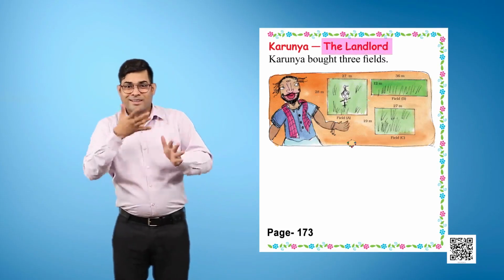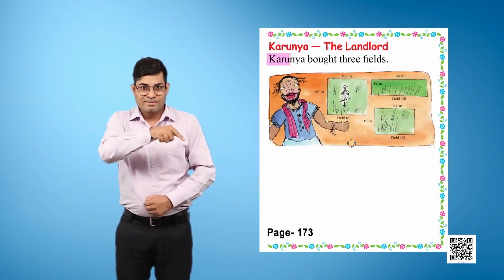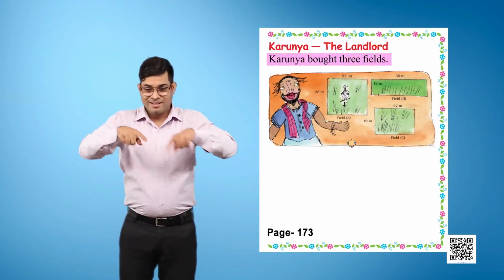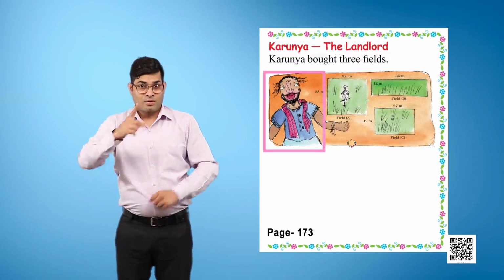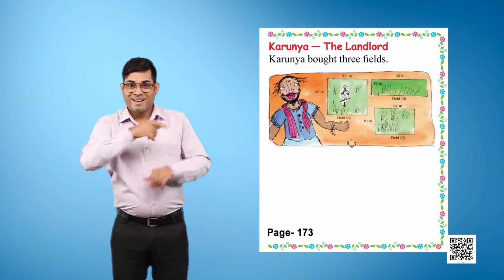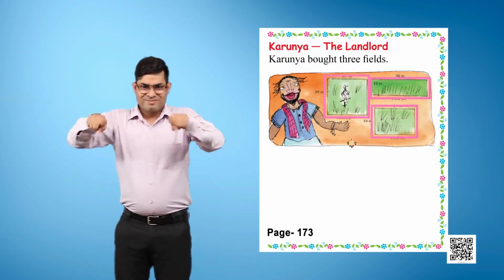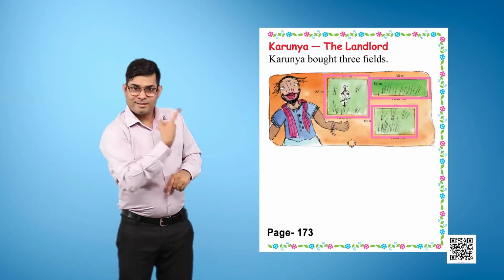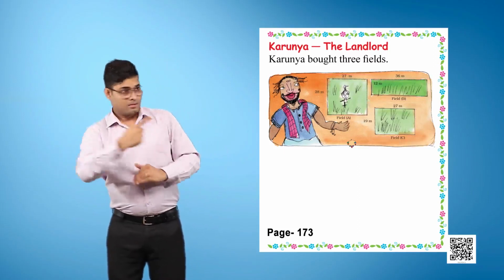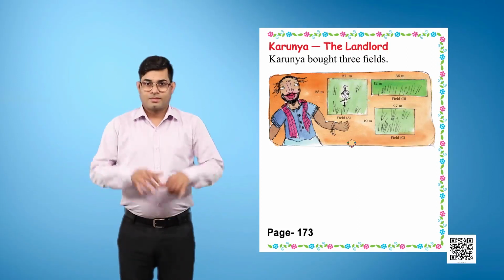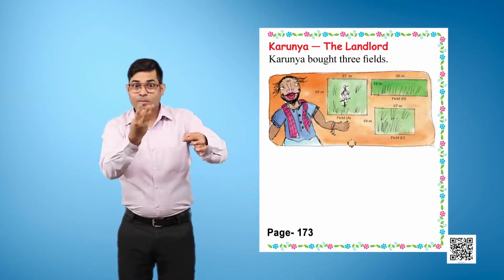The landlord. Karunya bought 3 fields. There's a picture of Karunya in a box with 3 different fields marked as Field A, Field B, and Field C. The dimensions of all the sides are also mentioned on each of the fields.